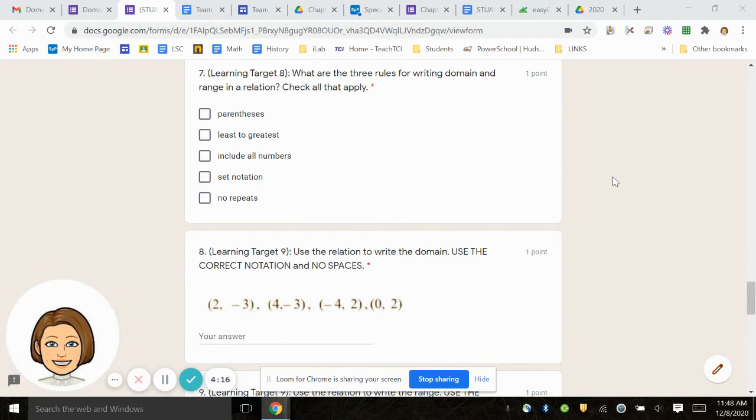Number 7, what are the 3 rules for writing domain and range in a relation? Check all that apply. To use parentheses, least to greatest, include all numbers, set notation, no repeats.